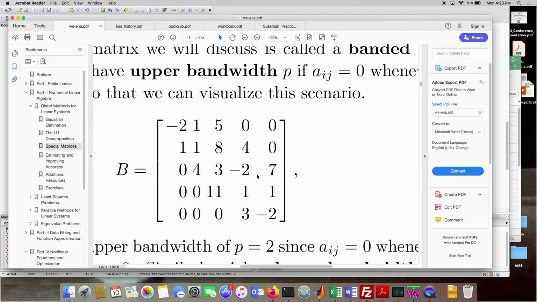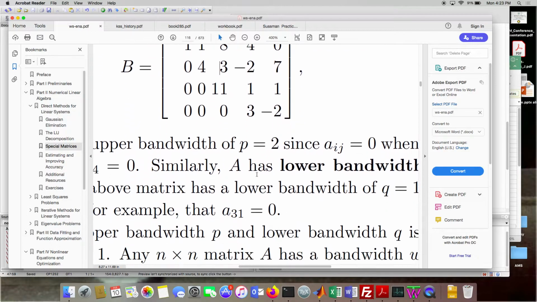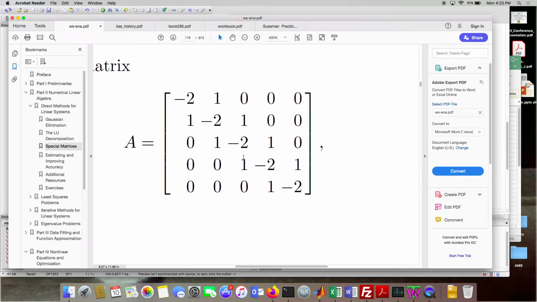Okay. Here's an easier to read example, this one right here. So minus 2 is down the diagonal, 1's above, 1's below. So this is an example of a tridiagonal matrix. So upper bandwidth is 1 because of these 1's here, and then lower bandwidth is 1 because of these 1's down here. This matrix is probably one of the most important matrices you'll ever come across because it is useful for computing approximations of the second derivative of a function.